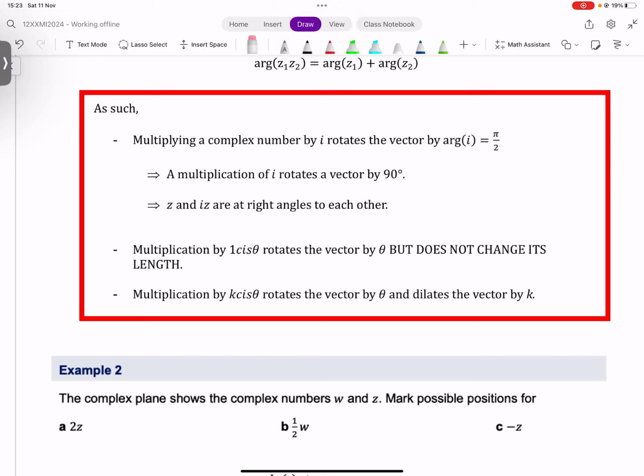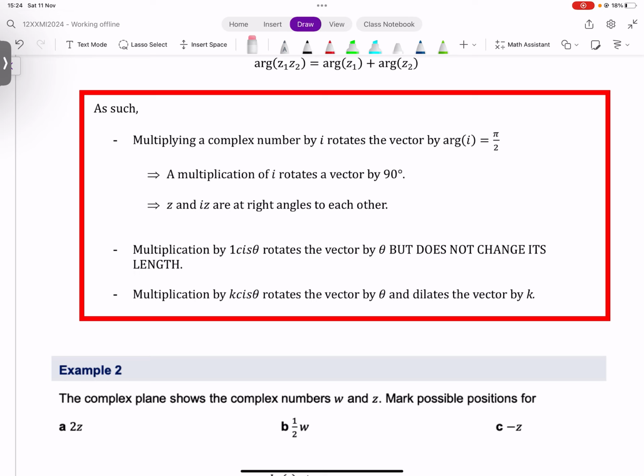Multiplying a complex number by i rotates the vector by the argument of i. Now we've seen quite a number of times that the argument of i, going straight up, is pi on 2. So as such, multiplying a vector by i rotates the vector by 90 degrees. In a similar fashion, multiplying it by minus i will rotate it by 90 degrees in the opposite direction. So multiplying it by a negative argument, or a negative complex number often, will rotate it in the other direction. So that tells us that z and iz, the vector z and the vector iz, are at right angles to each other.